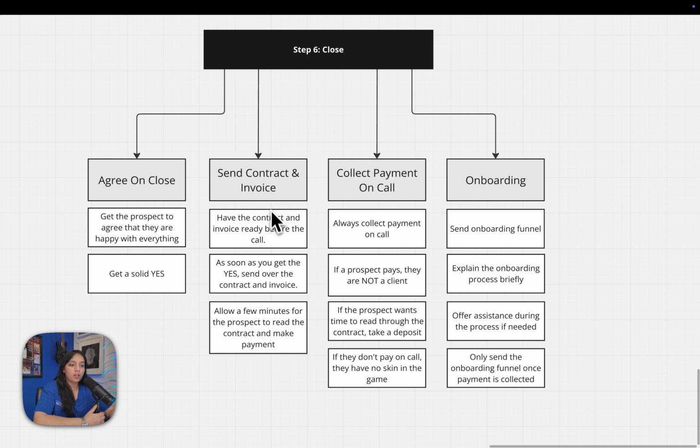And the next part is sending the contract and invoice. So make sure that your automation contracts and invoices are ready to go before the call, and as soon as they agree to the implementation, you can send over the contract and invoice. I like to use PandaDoc because the cool part about that software is once a client or a prospect signs the deal or the contract, they're prompted to pay, and I connect my PandaDoc to my Stripe account. So that's something you should have set up before the call. And as soon as you get the yes, you send them the contract and then give them a few minutes to read the contract and then make the payment.